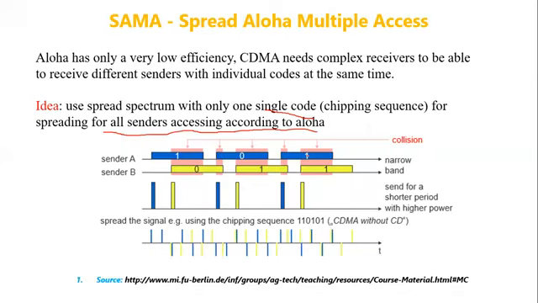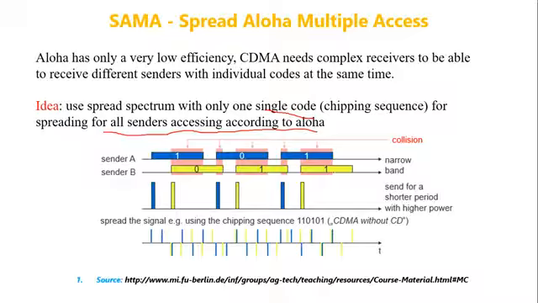A wants to transmit 101 and B wants to transmit 101, and they are sending at the same time using the narrow band, and there is a collision. You can see here there is a collision. So A's 1 is colliding with B's 0. Similarly, A's 0 is colliding with B's 1, and A's 1 is colliding with B's 1.